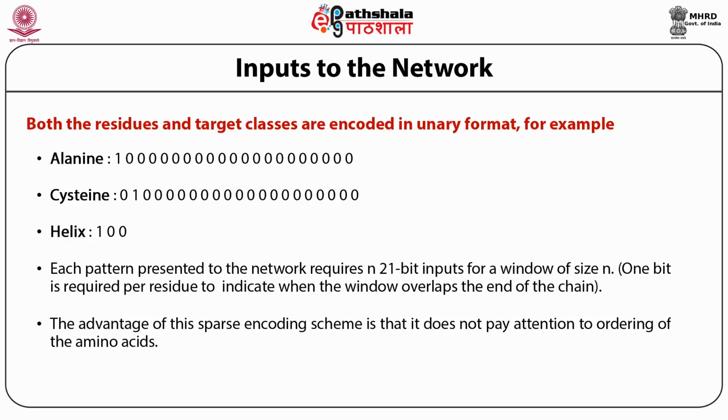Okay, so it does not matter which way the amino acids are ordered, you can use this encoding. But the main disadvantage is that it needs a lot of input. For every amino acid, it uses a 21-bit input, so a 21 times increase in the sequence length will happen.